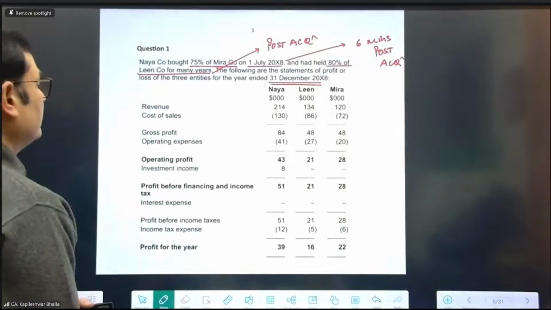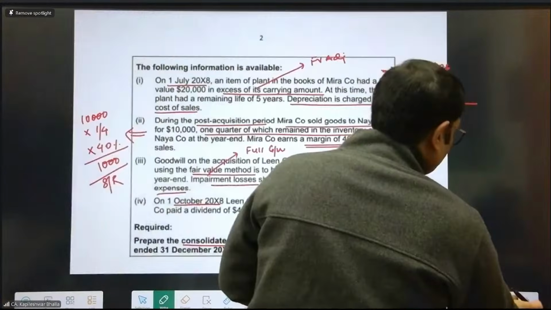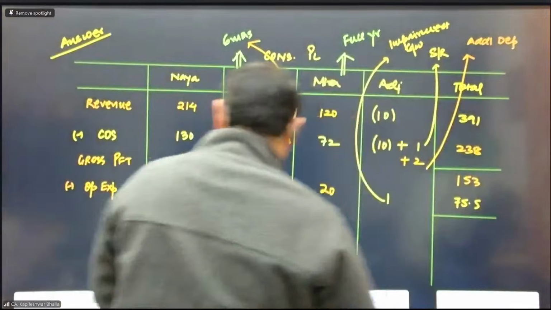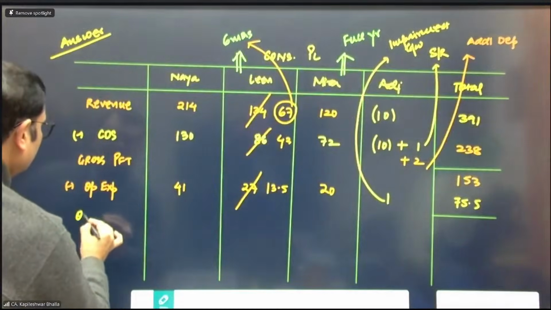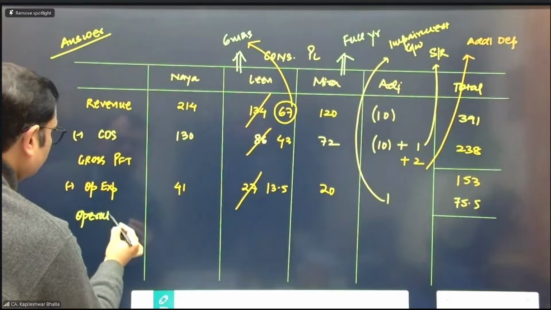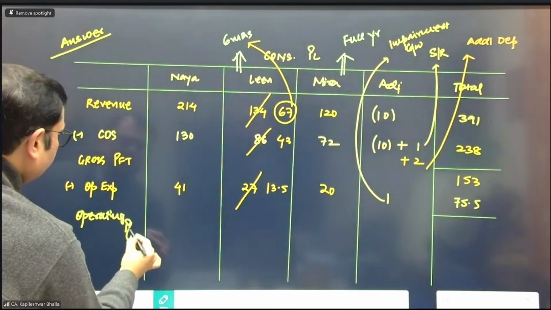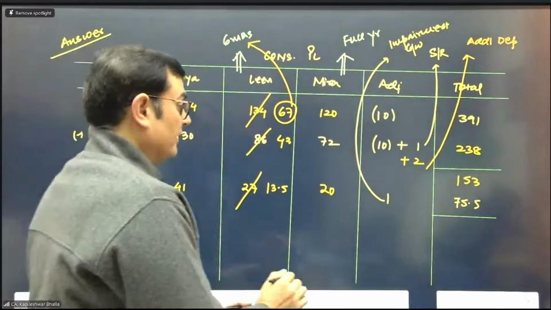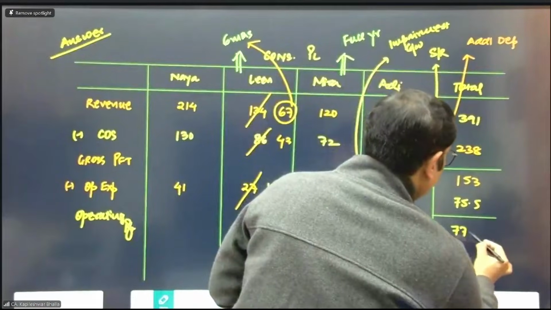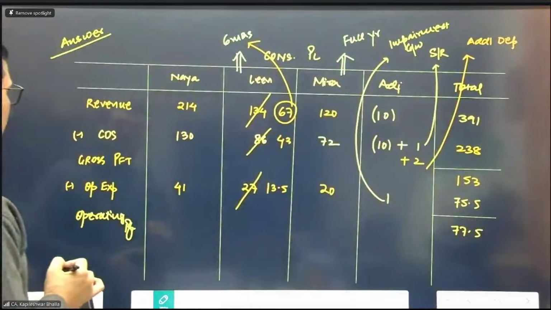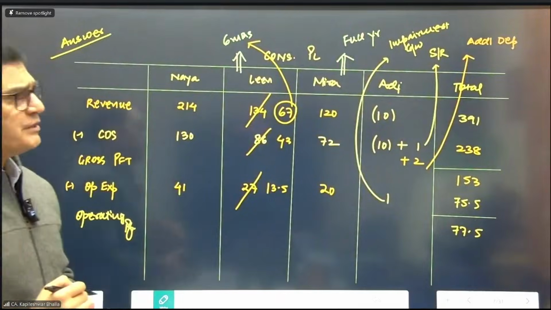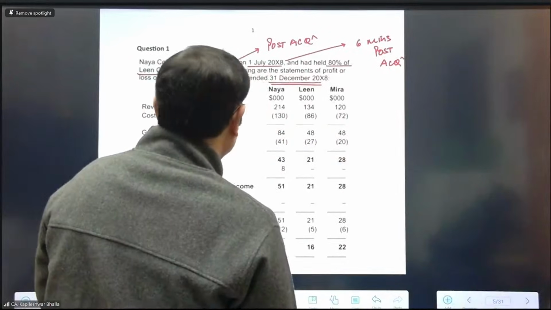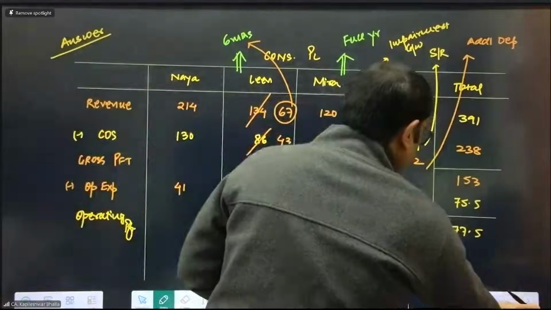Right, so this is going to give us the operating profit. I'm going with the format which is given in the question as it is. So the operating profit is 153 minus 75.5, that's 77.5. I think typically all the adjustments are taken care of. Then let's go further. Then there is an investment income 8.